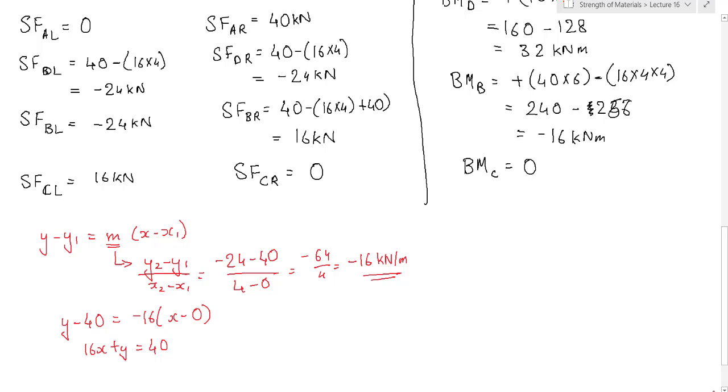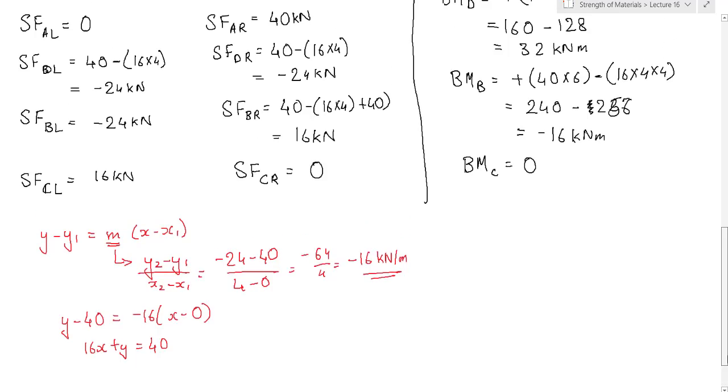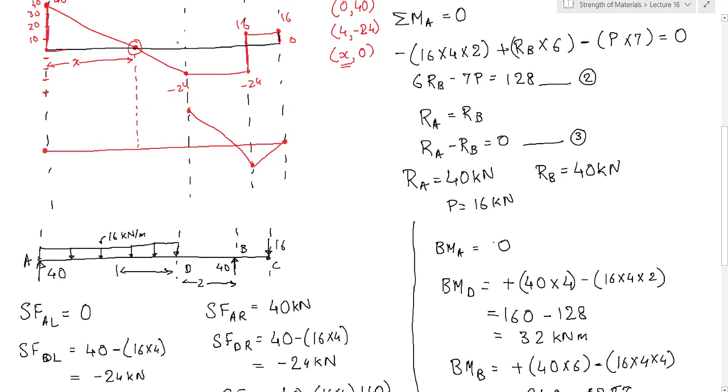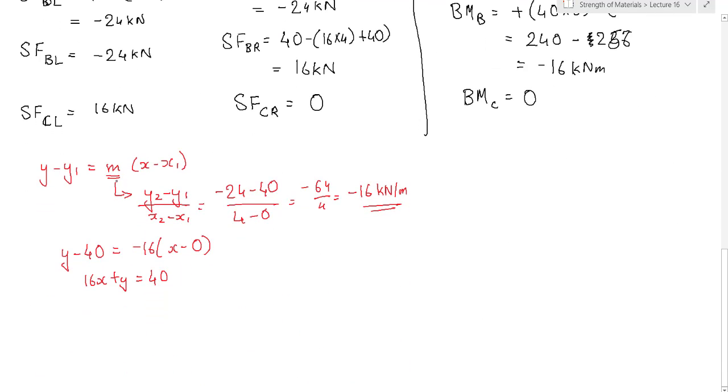So using this, I know that at this point y is 0. So I can find out the value of x. Yes, easily I can find out the value of x. Just substitute y is equal to 0. So 16x plus 0 is equal to 40. So x will be what? 40 divided by 16, which is 10 divided by 4, which is 2.5. So x is equal to 2.5 meters.